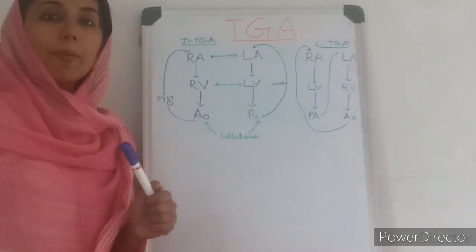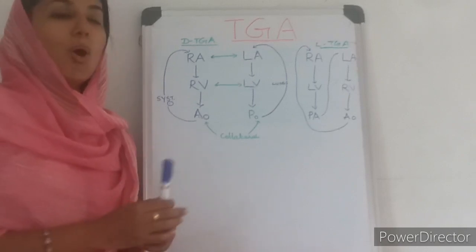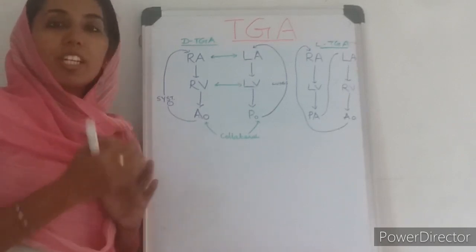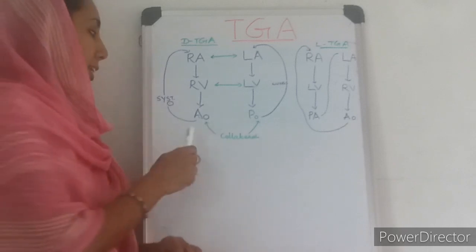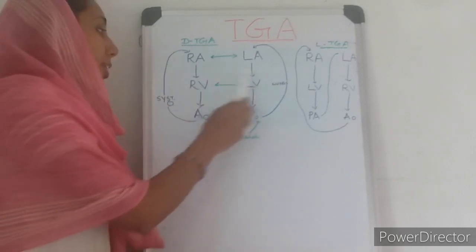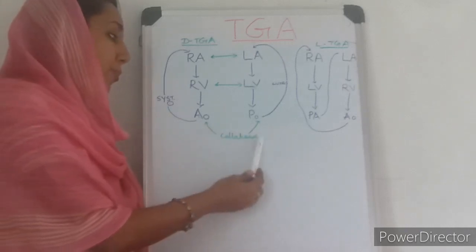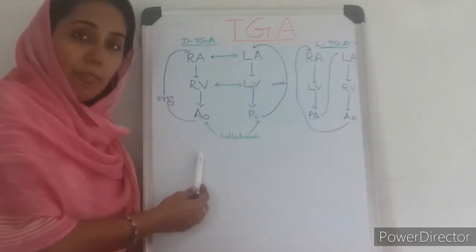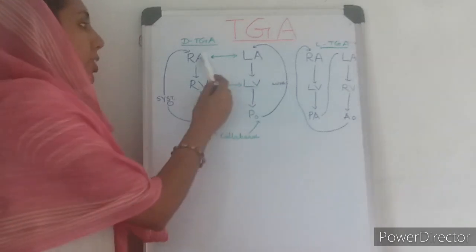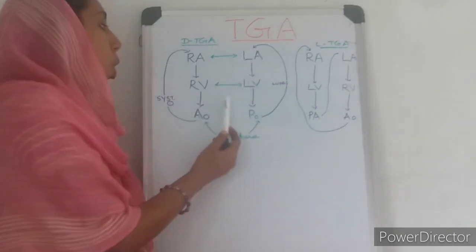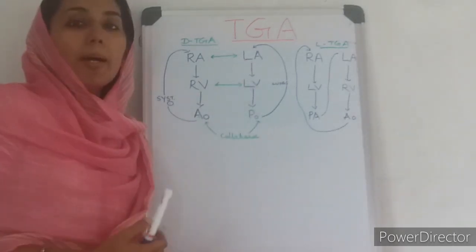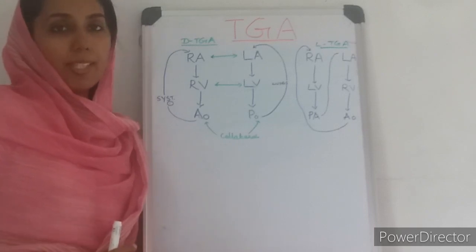So what is actually happening here? There is a complete separation of the oxygenated and the deoxygenated blood. Here is the deoxygenated blood, here is the oxygenated blood. So always we should remember that this case will not survive unless there is a communication at least at the atrial level or ventricular level or by the help of collaterals.